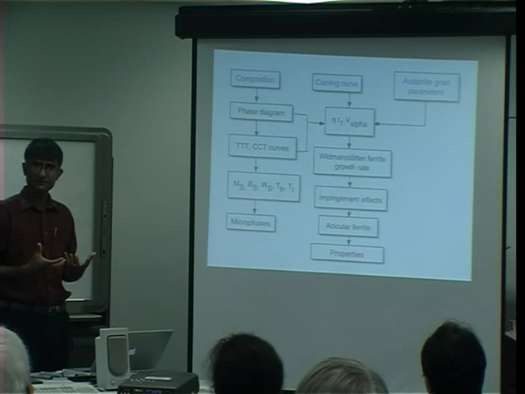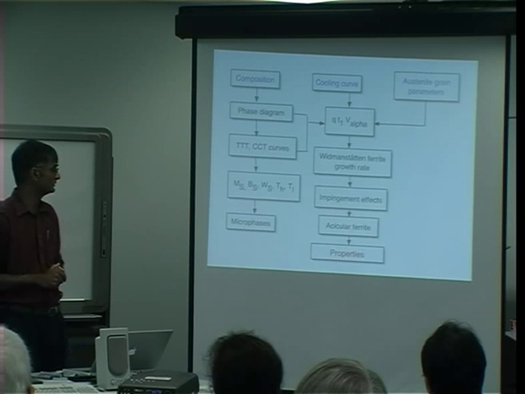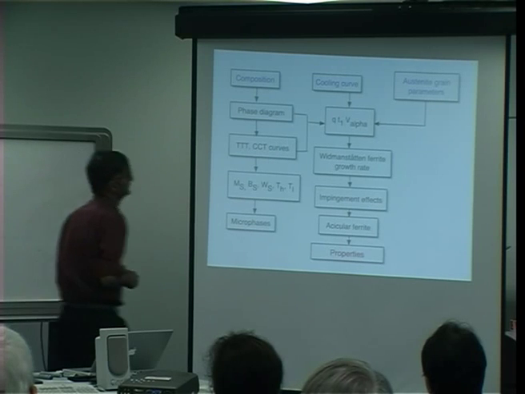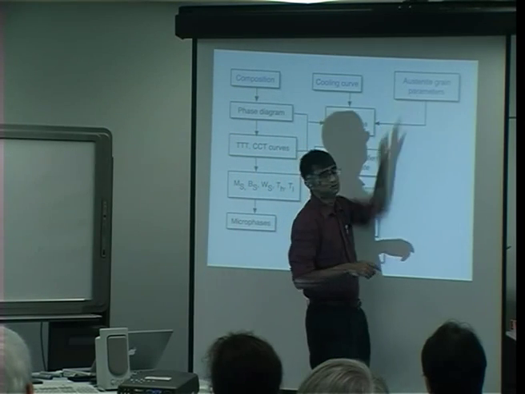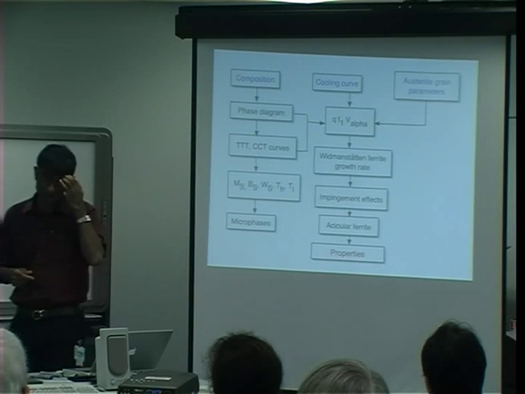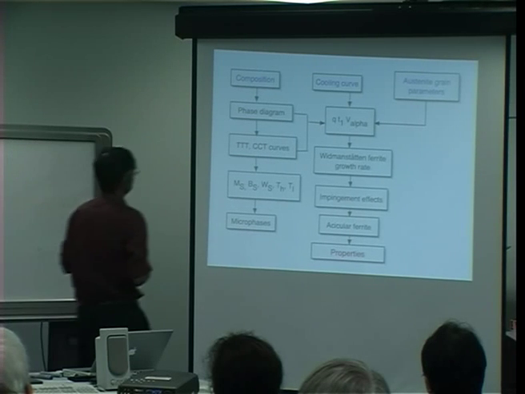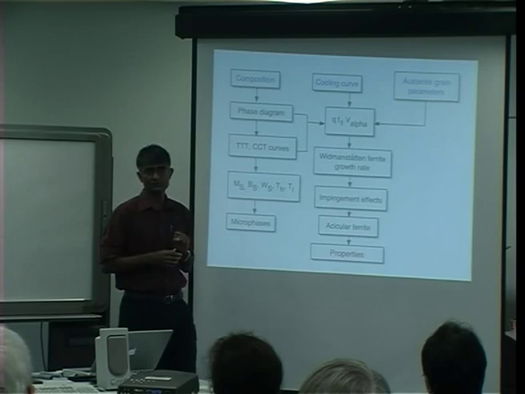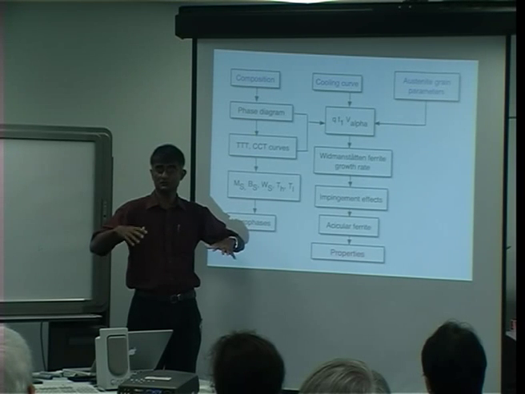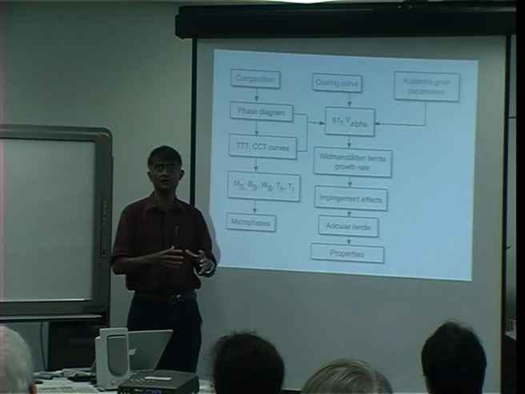And we have some very simple models to be able to estimate the cooling curves in the right region where transformations happen. We need to know the size of the austenite grains because that determines the evolution of microstructure. And if there is chemical segregation, which inevitably there is, then we do the calculations allowing for chemical segregation. So effectively we do separate calculations for solid depleted, solid enriched regions, and then combine them together.